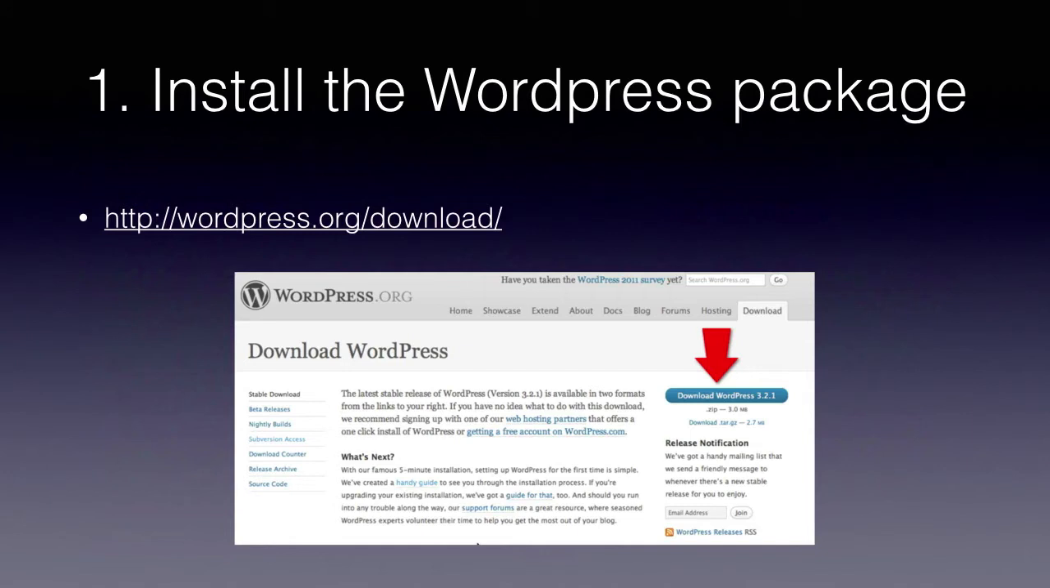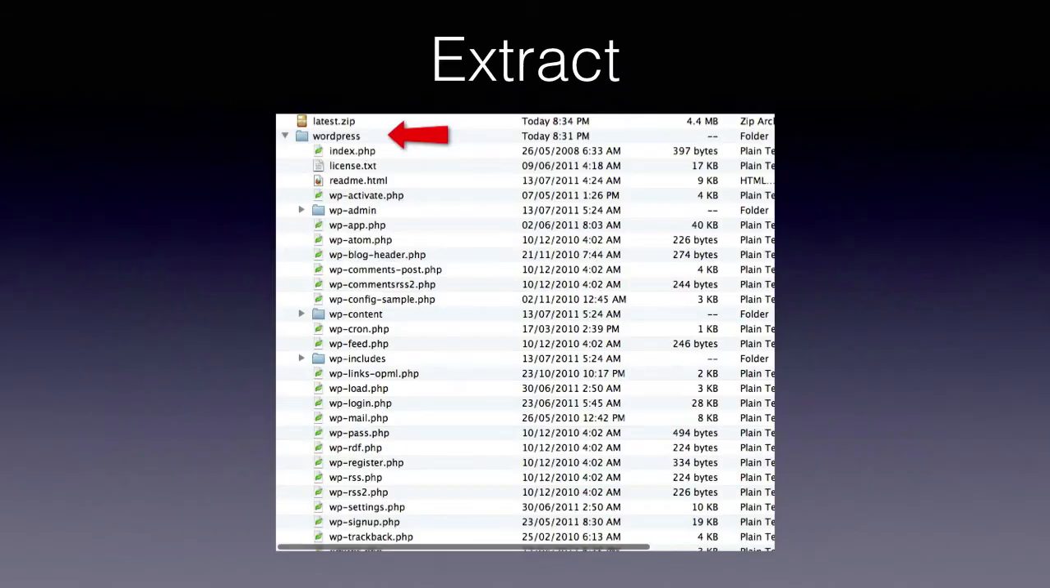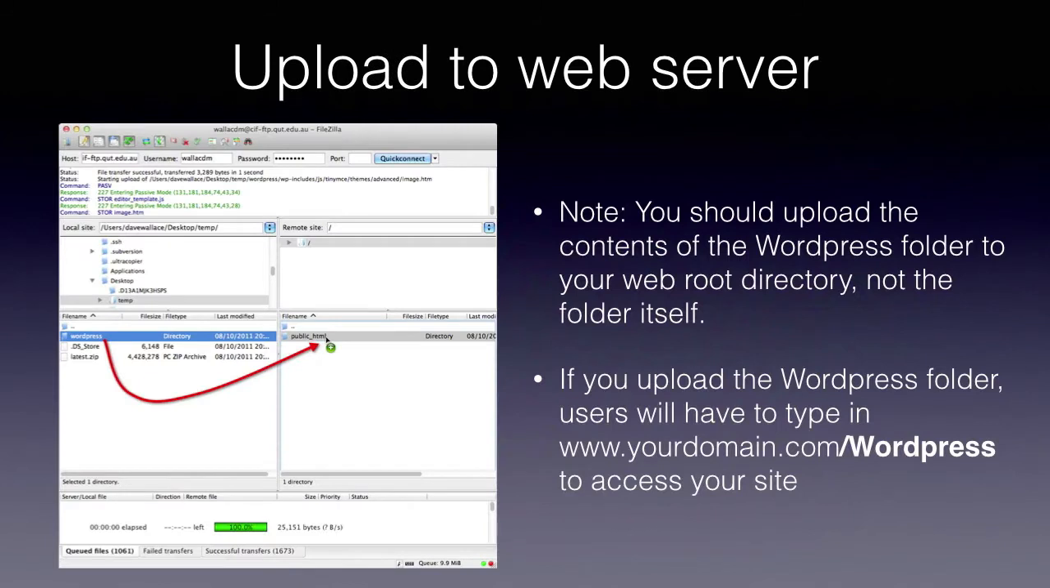So step one, installing the WordPress package. You want to download it from wordpress.org, not .com. Okay, there's a big download button. It's very easy. It'll download as a zip file. Okay, you extract it, and you'll get a bunch of files here. Okay, these are all the WordPress core files. And then you want to upload those to your web server.